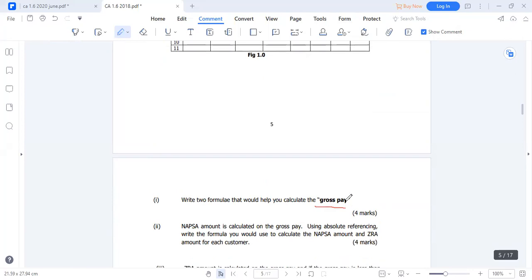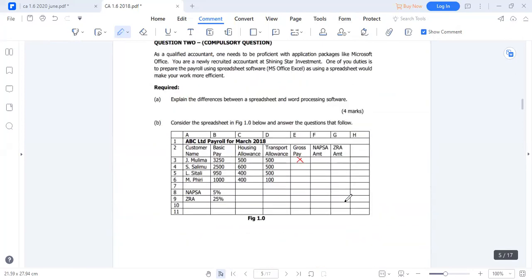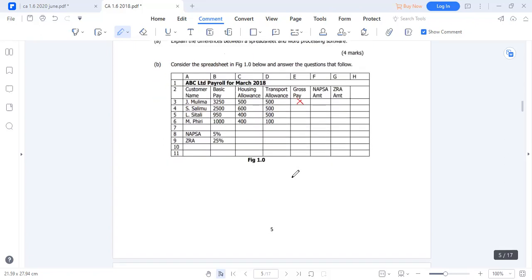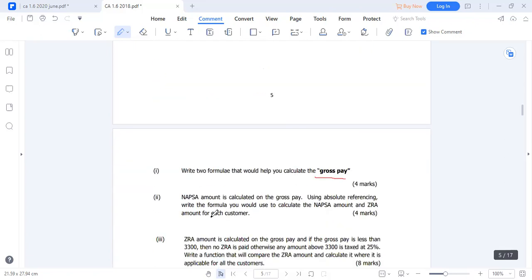So the gross pay that we calculated was what? B3, C3, and D3. That's the amount there. This is for each individual, all right? The gross pay. Then the next amount is NAPSA, calculated on the gross pay using the absolute frequency. Write the formula you would use to calculate the NAPSA deduction amount for each customer. So for each customer, how do we calculate it?